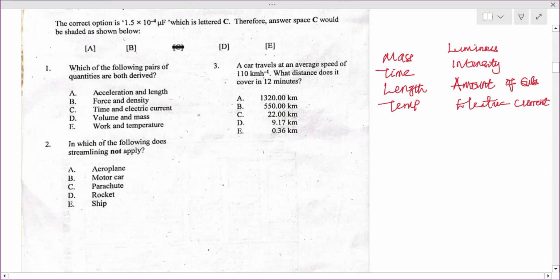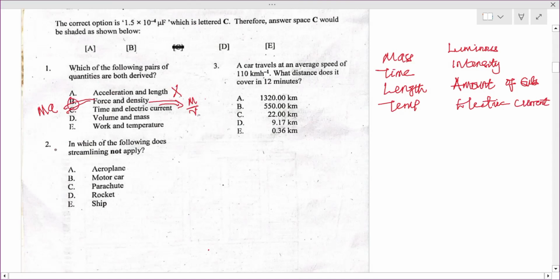Looking at option A, acceleration is a derived quantity. Since they say both derived, both options must be derived. Acceleration is derived, but length is fundamental, so this invalidates the answer. Then we have B, force and density. Force is derived, density is also derived. Remember, force is derived from mass and acceleration, while density is derived from mass over volume. Are we together? So the correct option here is option B.